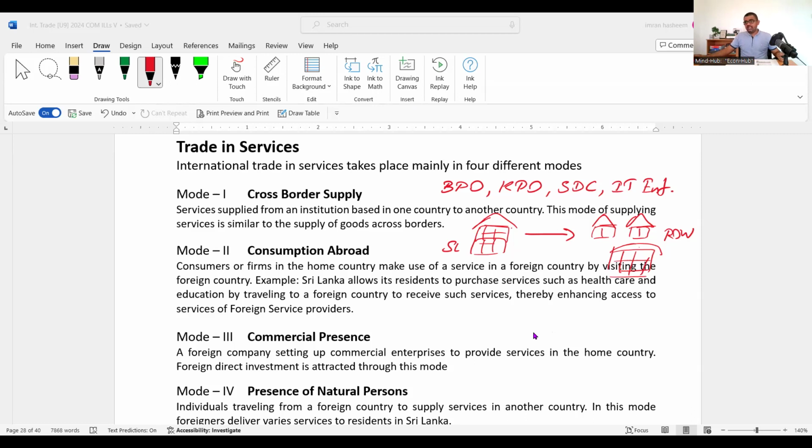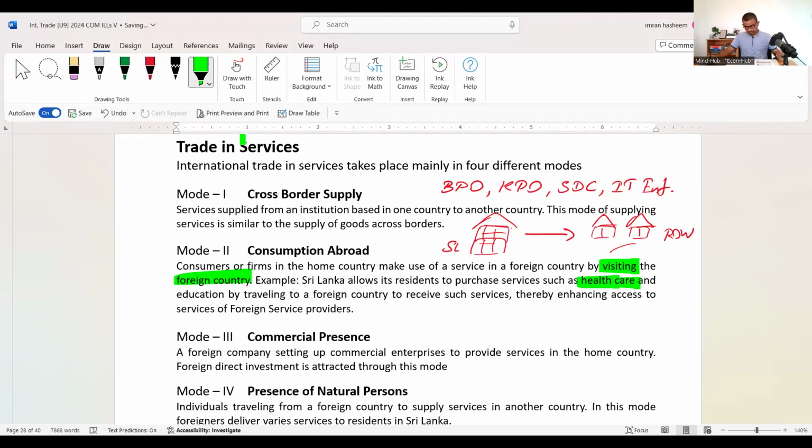Consumers or firms in the home country make use of a service in a foreign country. I'm looking at mode 2, consumption abroad, right? We are actually going to that country by visiting the foreign country. Example, Sri Lankans purchase services such as health, for different surgical procedures, to take medicine and all that. We go to foreign countries.